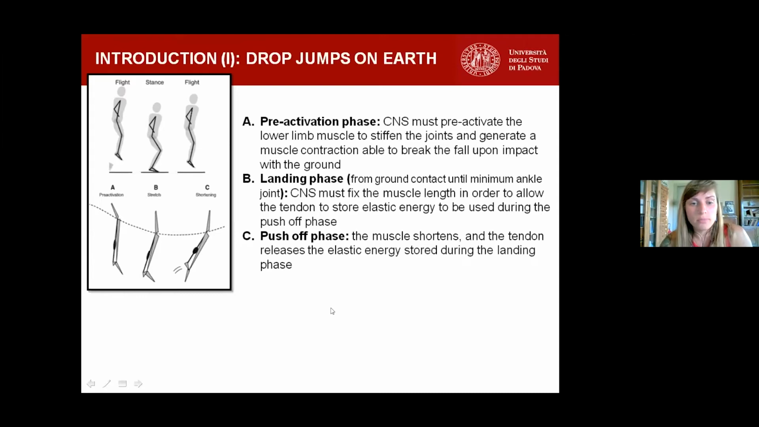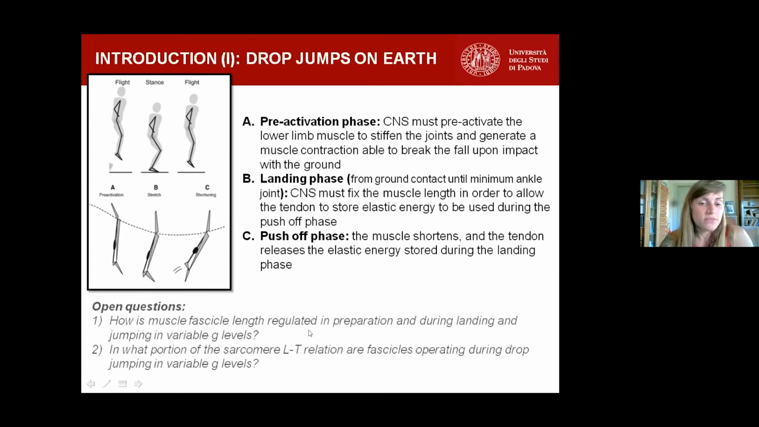Now, the behavior of the lower limbs during drop jumps has been widely described while jumping in Earth's gravity conditions, which I will refer to from now on as 1G, while nothing is known concerning the regulation and muscle fascicle behavior in conditions different from 1G, so either below or above. So the aim of the present study arose from some open questions, which specifically were: how are muscle fascicles regulated in preparation and during landing while jumping in variable gravity levels? And we also wondered what could be the average sarcomere operative length during the different jump phases while jumping.